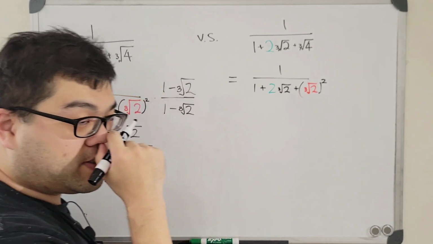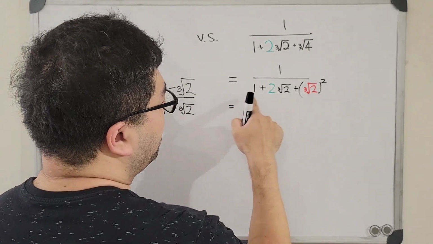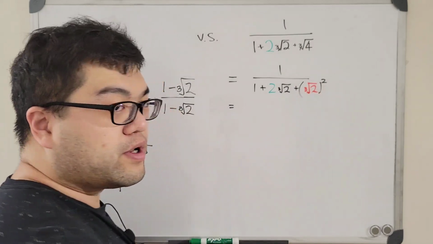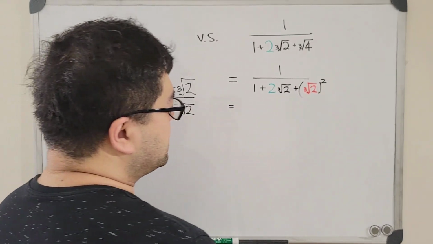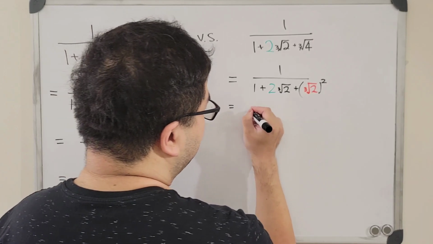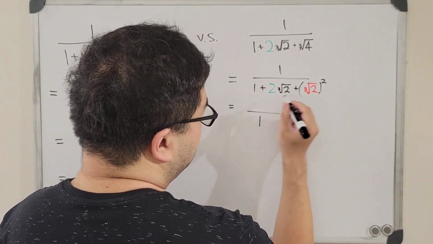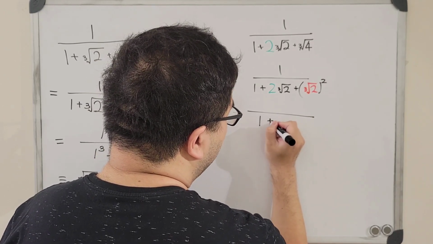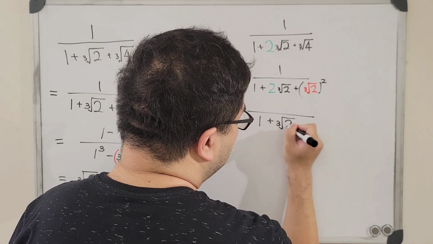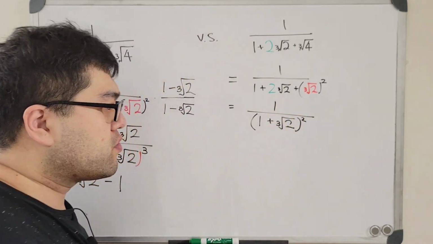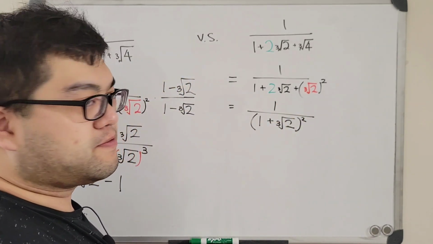And what do we notice? We have 1 plus 2 times something plus something squared. And again, that means we actually have a perfect square if we try to factor out. So it means that we have 1 plus the cube root of 2 all squared in our denominator. What should we do next?